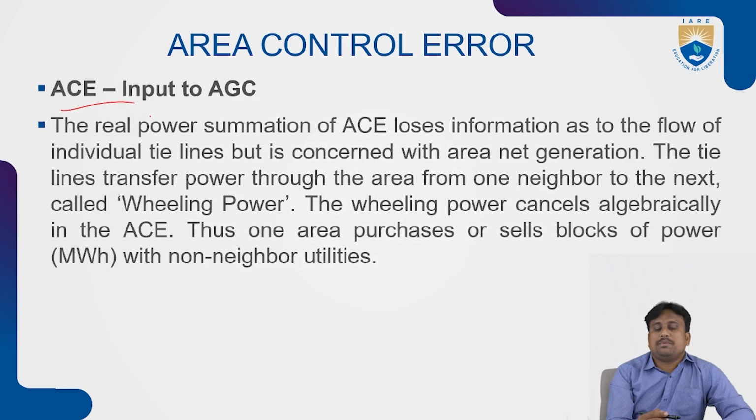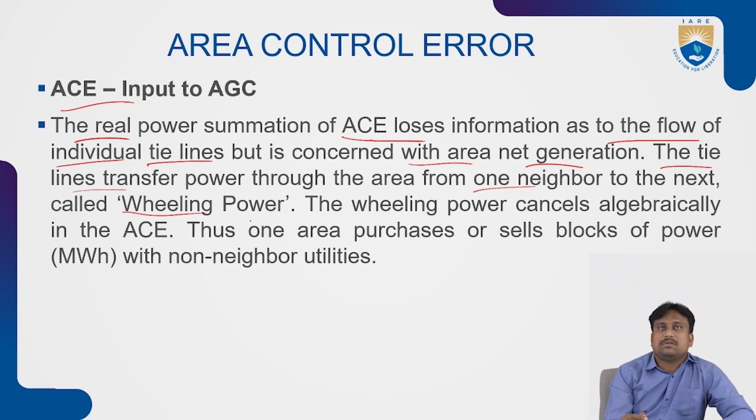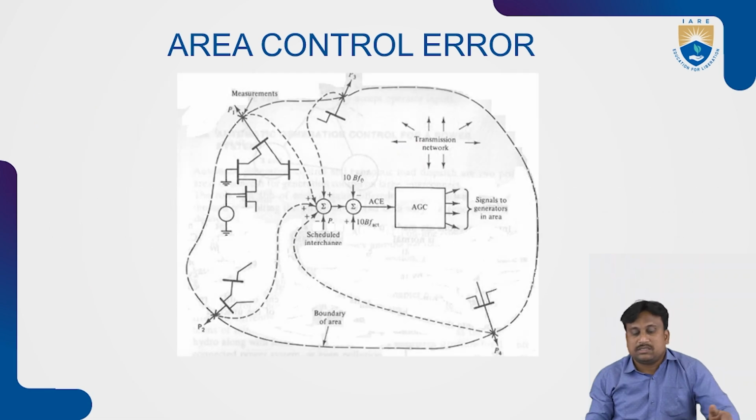Here the ACE input to the AGC is considered with the real power summation, which loses the information about the flow on the individual tie lines, but it is concerned with the area's net generation of power. The tie lines transfer power through the area from one neighborhood to the next, which is known as wheeling power. This power is taken under reversal conditions, and wheeling power cancels algebraically in the ACE. That means one area purchases or sells blocks of power in megawatt hours with non-neighboring utilities. So this is the area region.